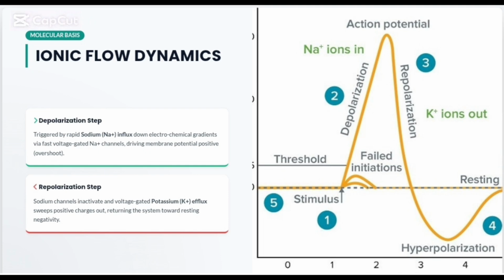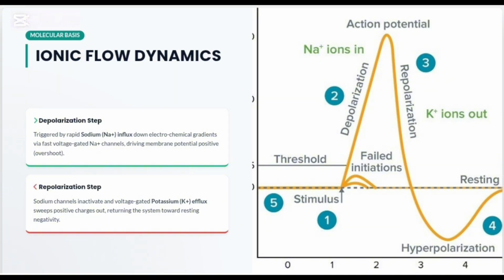The ionic mechanisms behind depolarization and repolarization with a phase diagram. Simple explanation. How does the electrical spike happen physically? The upswing, depolarization: fast sodium channels open, causing a massive influx of positive sodium, Na+, ions rushing into the cell, driving the internal charge into positive numbers, the overshoot.